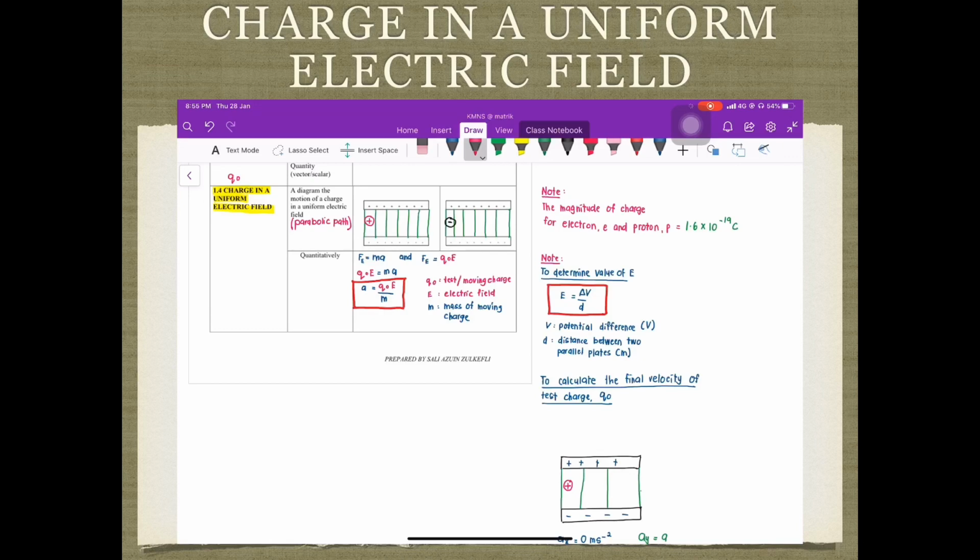So this charge is a moving charge, therefore we can label it as Q0. Now refer to a diagram of the motion of a charge in a uniform electric field. We need to draw the charge when moving in a uniform electric field. The first idea is that when the moving charge moves in a uniform electric field, the shape must be a parabolic path.